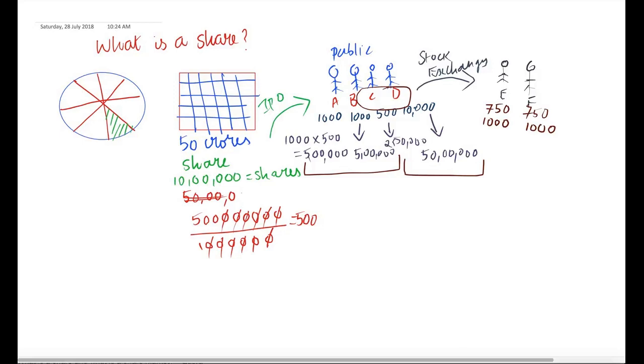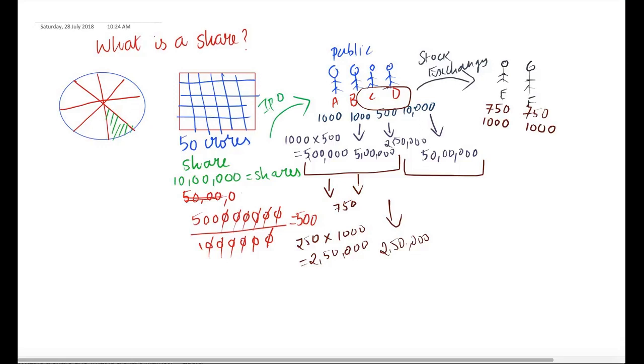Whereas A and B are very eager to make quick profit. So A and B are selling at 750 rupees per share. So A would make 250 rupees per share as a profit. So 250 into 1000, A would make 2,50,000 rupees as a profit. Similarly, B would also make 2,50,000 rupees as a profit, and they are moving out of this company.